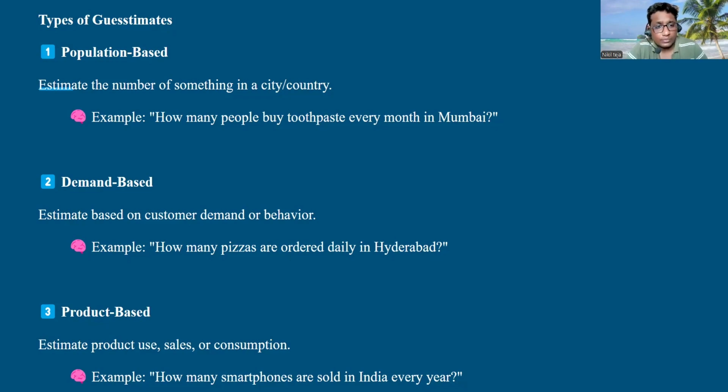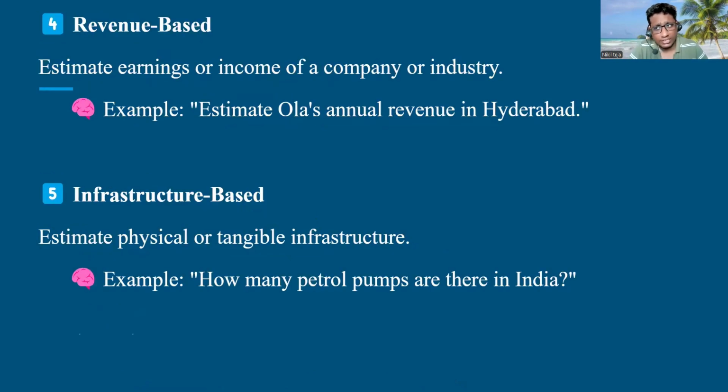So the third one is product based. Estimate the product use, sales or consumption. How many smartphones are sold in India every year? Again, there is no exact data, there is no data at all, but we will be coming up with an answer by using guesstimates. I'll be telling you that in the next video. Next, revenue based. Estimate Ola's annual revenue in Hyderabad.